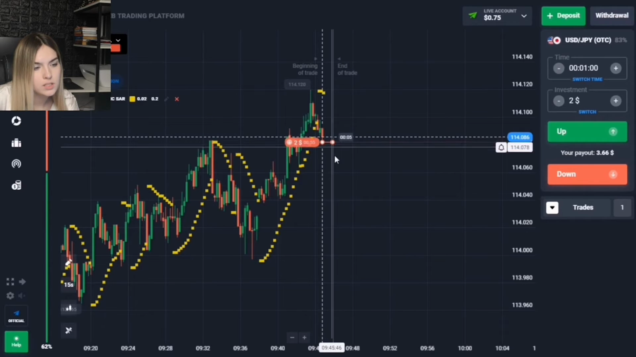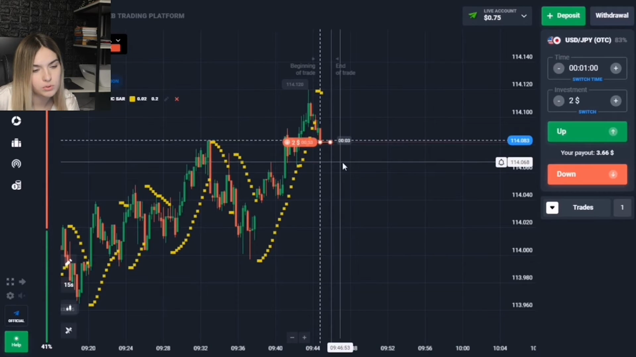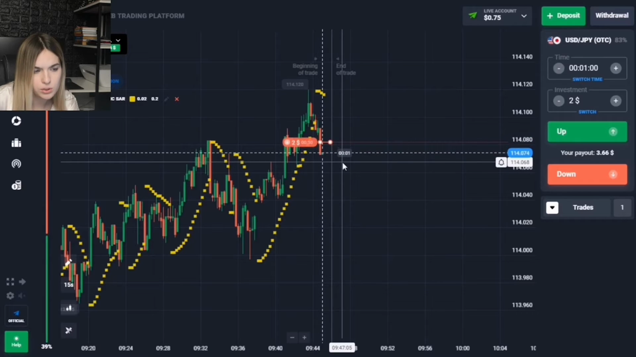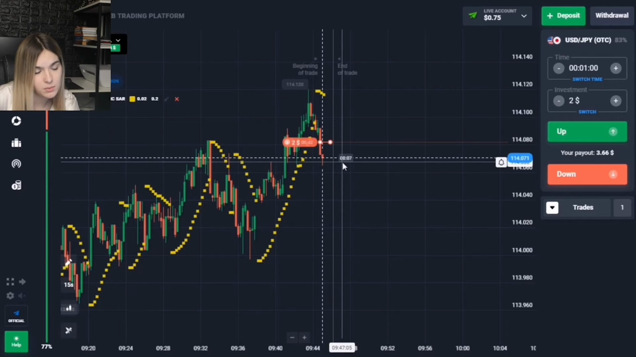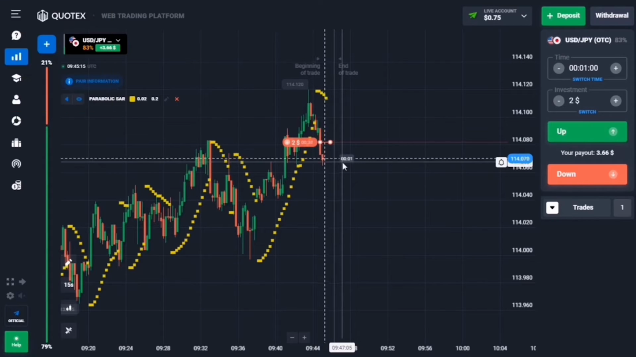Although at the moment there is an uptrend and it's not recommended to trade against the trend, in some situations it can be done. That's why I decided to open a downside deal here for just 1 minute. I think that a small rollback will continue for some time in this situation. 1 minute will be quite enough, so friends, let's wait for the end of our deal.